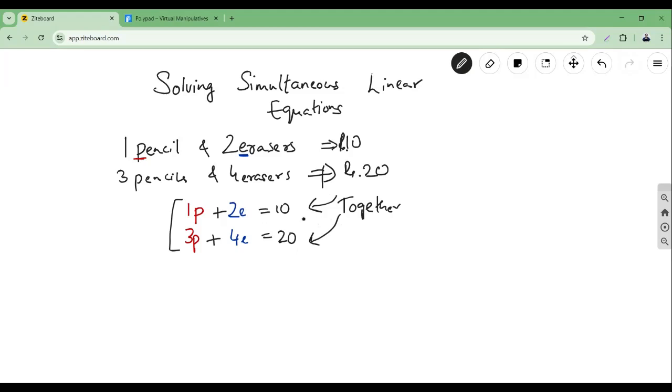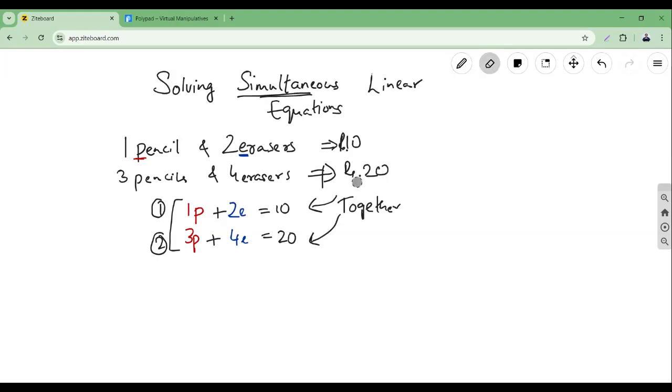That means whatever value of P you find, whatever value of E you find, let it be in the first equation. This is the first equation, this is the second equation. If you put it in either of these equations, it should come equal and correct. Meaning when you put it in the first, it should become 10. The second equation, when you put it, it should come as 20. So this is the meaning of simultaneous.